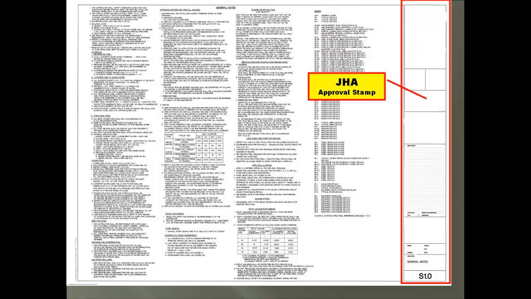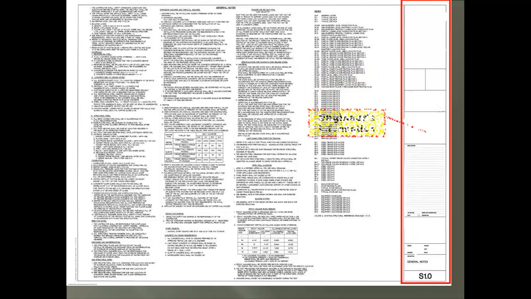Next is the jurisdiction having authority, approval stamp, and initials. If this project was a hospital, there would be an OSHPD seal, and if this project was a school, there would be a DSA seal. The third item is the engineer of record's information. Once again, their address and phone numbers.